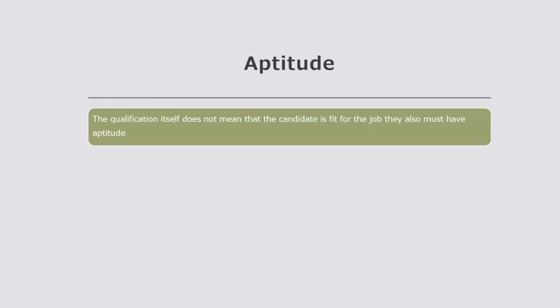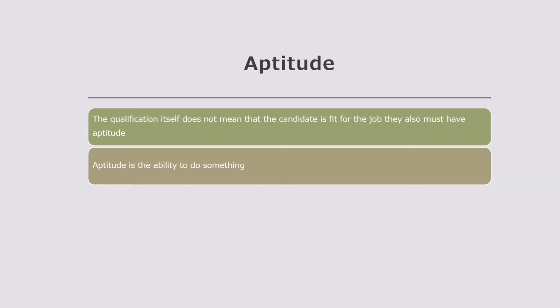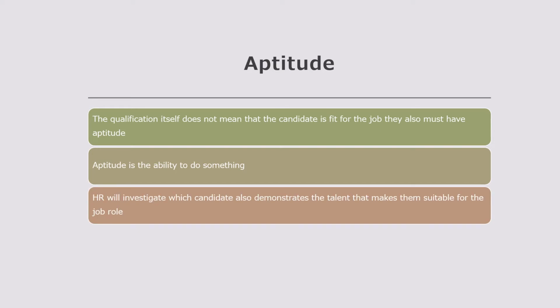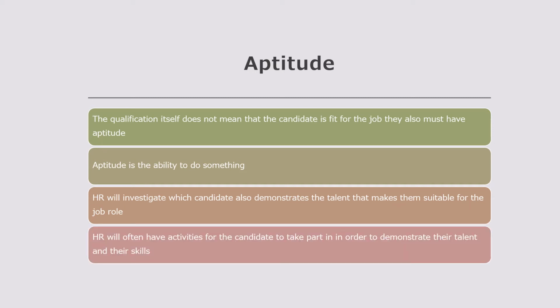The qualifications itself does not mean that the candidate would be fit for the job. They must also have aptitude. Now, aptitude is the ability to do something. How well can the candidate actually perform the job role? HR will investigate which candidate also demonstrates the talent that makes them suitable for the job role. HR will then often have activities for the candidate to take part in, in order for them to demonstrate their talent and their skills.